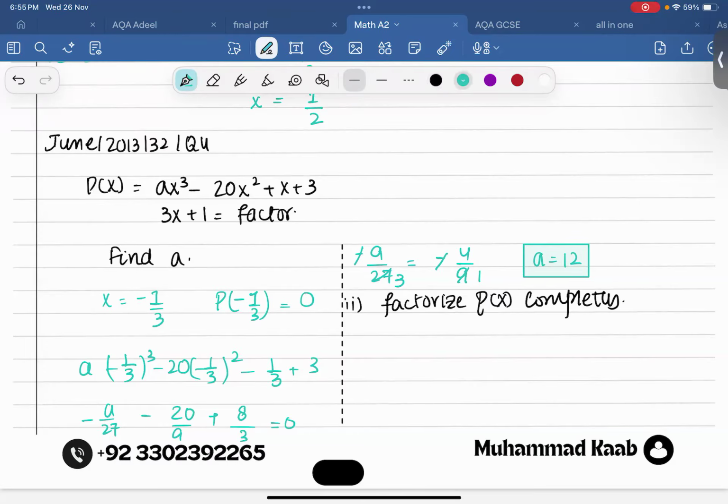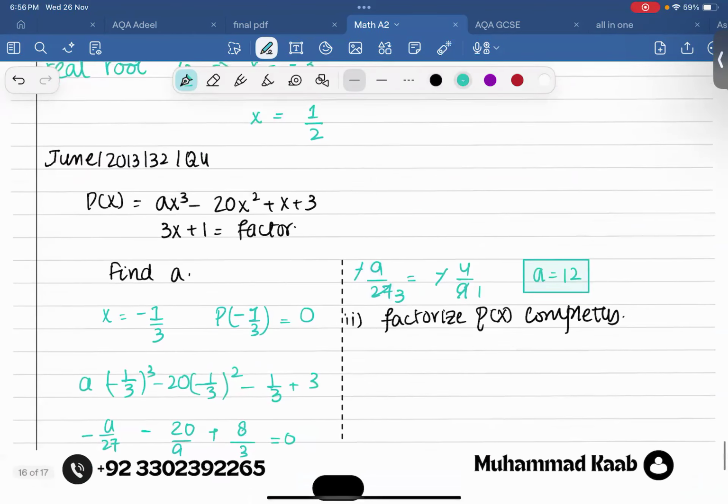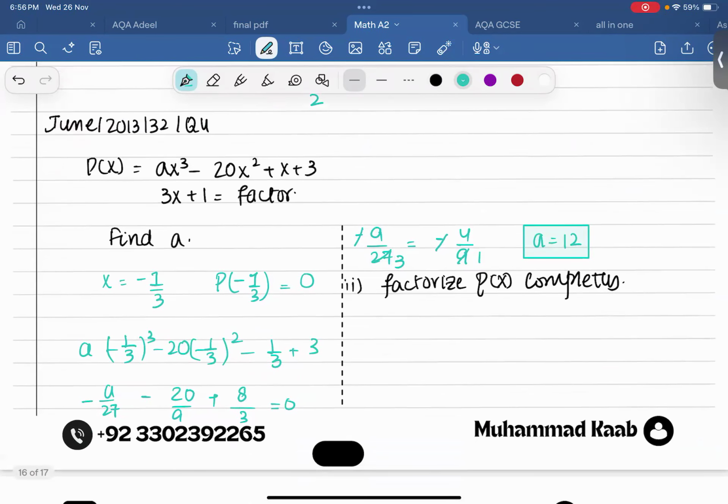Okay, I can do the comparison. Okay, let's try comparison. Tum log ko pata nahi hoga, but let's try it. Okay, so a is 12, so 12x cubed minus 20x squared plus x plus 3, right? This is the cubic equation that I have. They're saying one of the factors has the value 3x plus 1, right? And there should be one more factor, because this is the linear factor. So the other factor would be a quadratic factor, because the overall should be equal to the cubic one, right? So let me take ax squared plus.